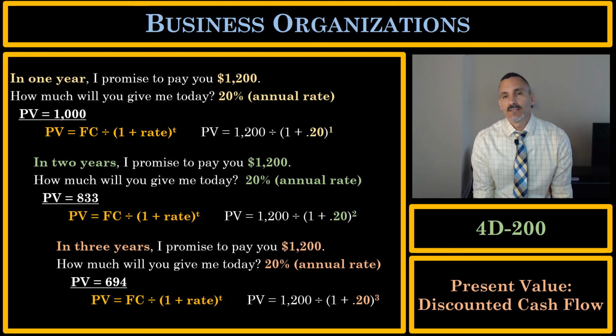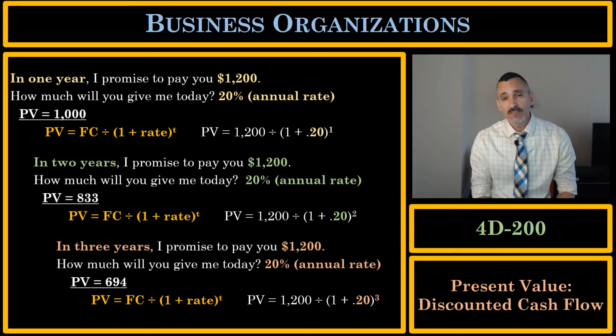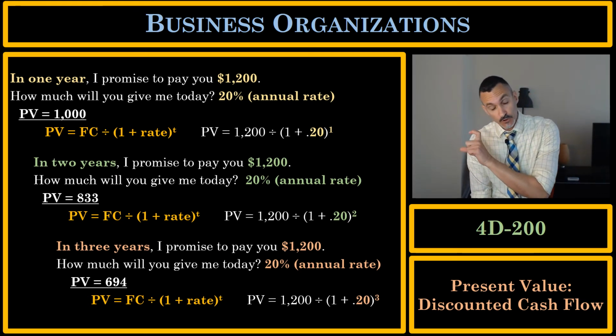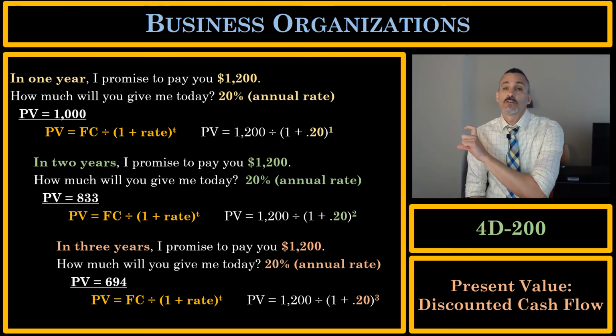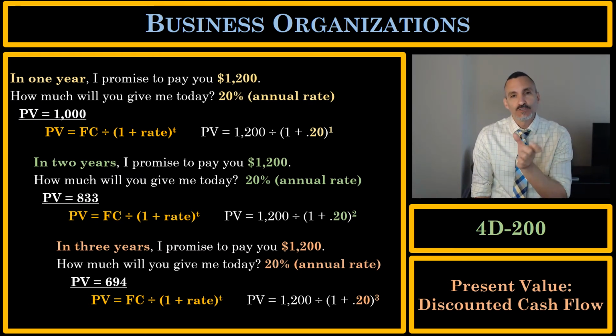And there are spreadsheets that do this. There are online calculators that do it. It's not really hard. The concept is quite easy. This is what we call present value. And it's called discounting cash flow because you're taking the future cash, in this case $1,200, and discounting it back to present value using that interest rate of 20%.